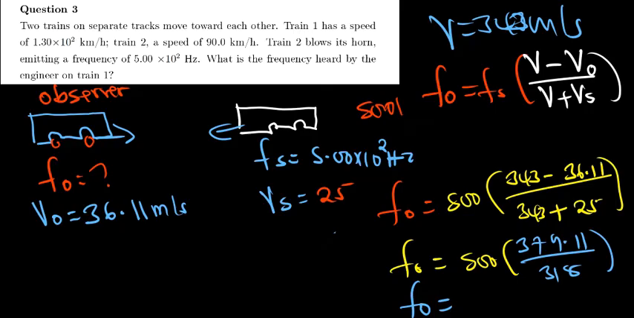Sorry for that. When these two are moving toward each other, the velocity of the observer should be positive and the velocity of the source should be negative. Then the opposite is true. If they are moving away from each other, the velocity of the observer, I have to start with the observer, should be negative, and the velocity of the source should be positive.